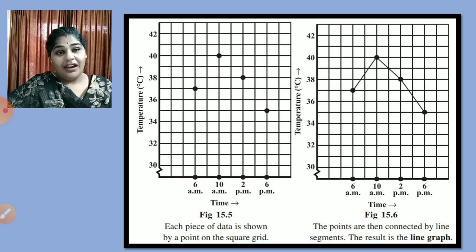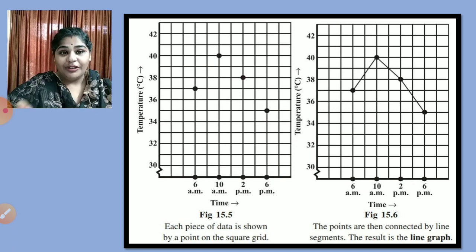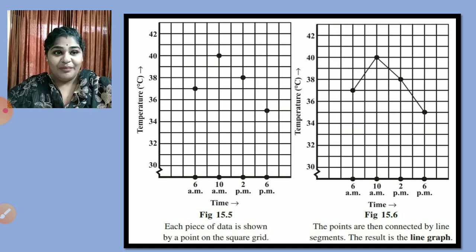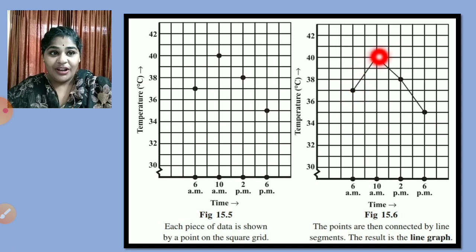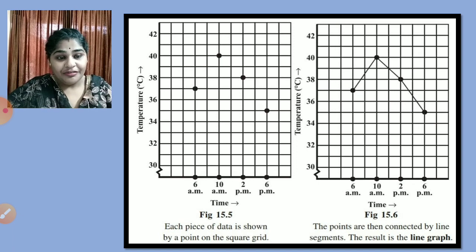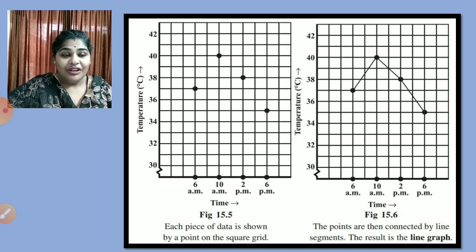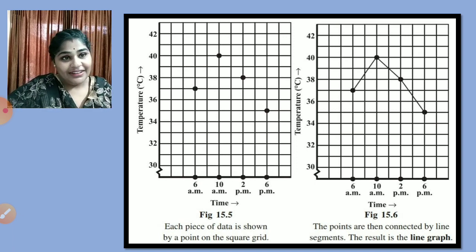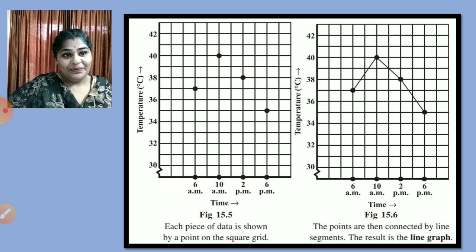Right? So this is how dots are taken for that particular data, and each piece of data is shown by a point on the square grid, and after that the points are connected with line segments. Now you can see over here in this second graph all the dots are joined using line segments. So this is how our line graph is drawn, children. Later on you will learn this drawing also and reading also. We will start with our exercise. At that time, children, you will understand it in a better way.